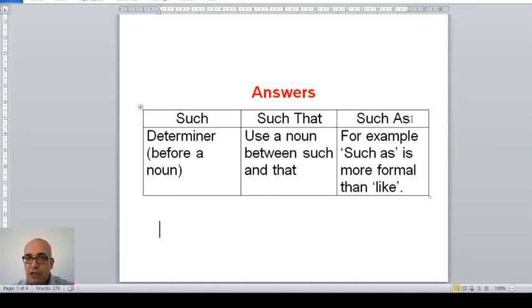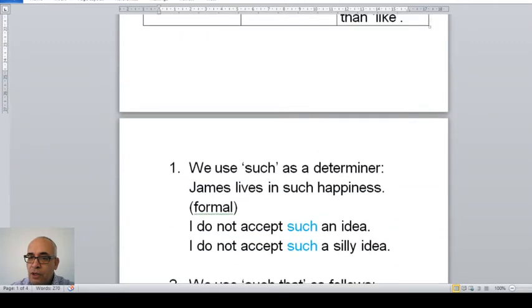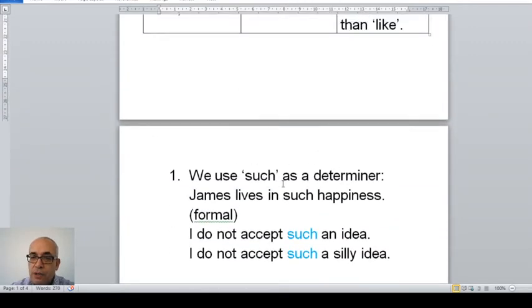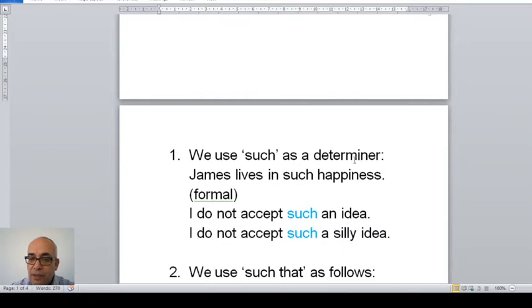So what's the meaning of such as? It means for example. Such as is more formal than like. I will give you examples to explain. If you look here, we use such as a determiner. James lives in such happiness. Such is a determiner because I use it before happiness. Happiness is a noun. I use such before a noun. So such is a determiner.